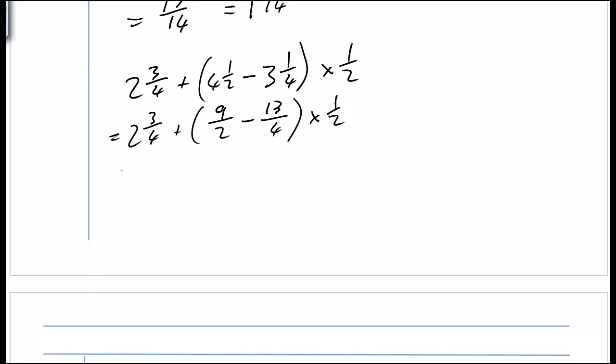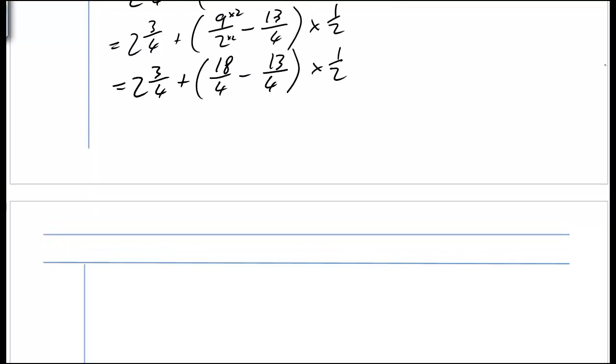Okay, now, we're still working on the stuff in the brackets, so everything outside the brackets you don't change, just leave it the same. We need a lowest common denominator between 2 and 4, well that's obviously 4. So, what are you going to multiply 2 by to give you 4? You've got to multiply by 2. You've got to multiply the top number by 2, so it's 18 on 4, and that's 13 on 4.